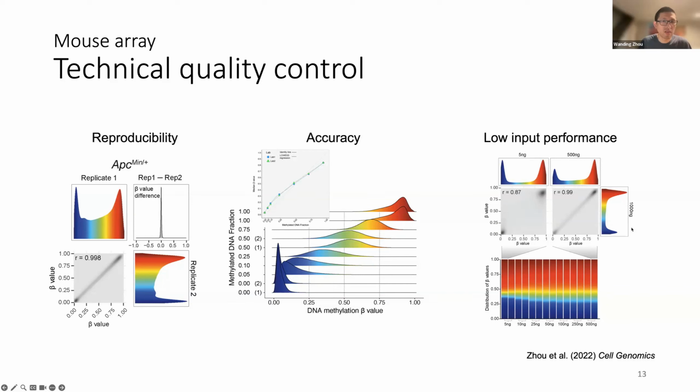And then on the y-axis, we're comparing both to 100,000 nanogram. And on the 5 nanogram, you can see that we have a loss of intermediate methylation, reflecting loss of heterogeneity as you go to very small input.